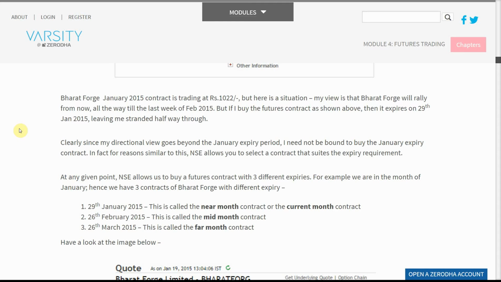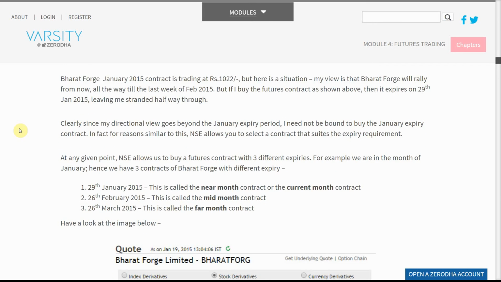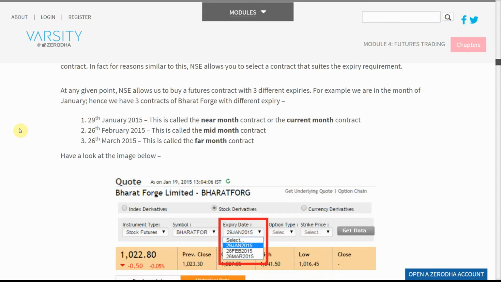At any given point, NSE allows us to buy a futures contract with 3 different expiries. For example, we are in the month of January. Hence, we have 3 contracts of Bharat Forge with different expiry. The 29th of January 2015, this is called the near-month contract or the current month contract. The 26th of February 2015, this is called the mid-month contract. The 26th of March 2015, this is called the far-month contract. Have a look at the image below.